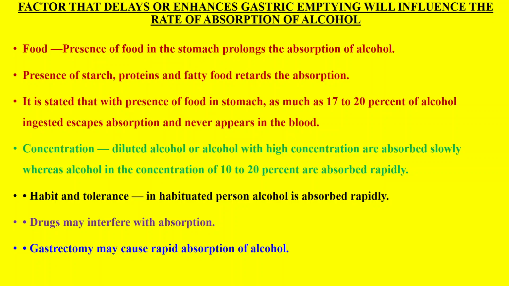And then the concentration: diluted alcohol or alcohol with high concentration are absorbed slowly, whereas alcohol in concentration of 10 to 20% is absorbed rapidly. Habit and tolerance: in habituated persons, alcohol is absorbed rapidly. Drugs may interfere with the absorption, and finally, gastrectomy may cause rapid absorption of alcohol.